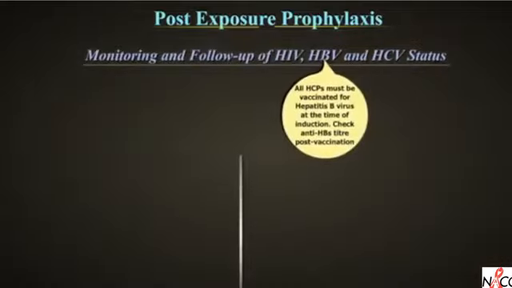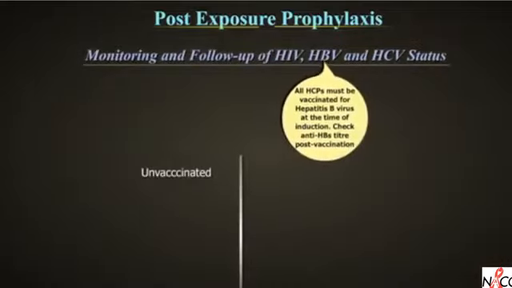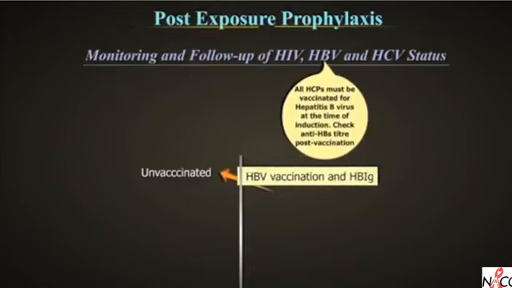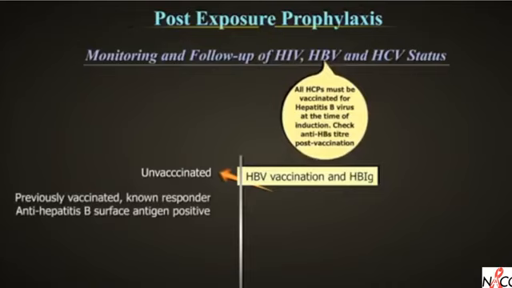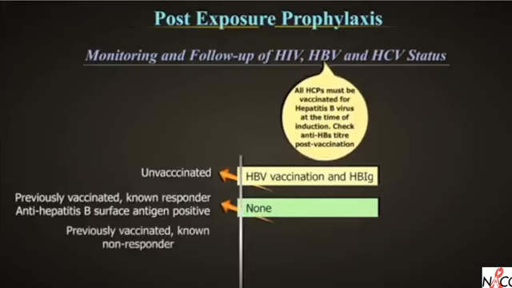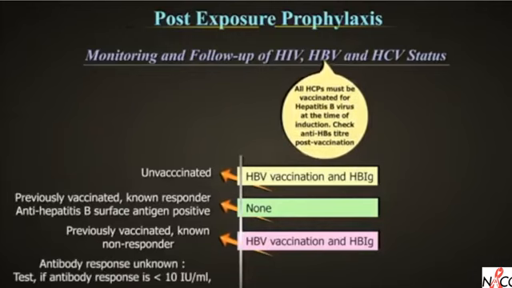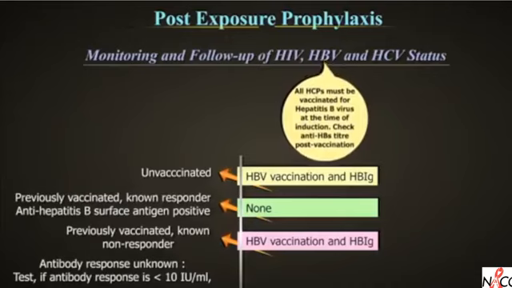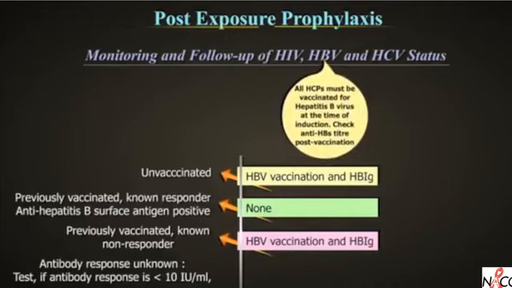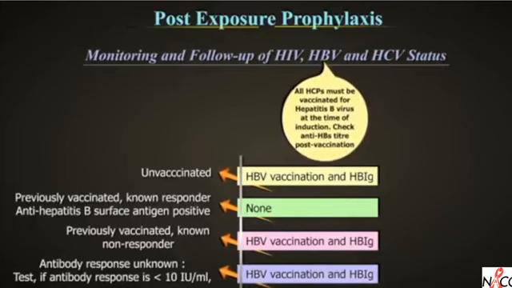HBV immune status. Unvaccinated: post-exposure prophylaxis, HBV vaccination, and HBIG. Previously vaccinated, known responder, anti-hepatitis B surface antigen positive: post-exposure prophylaxis, none. Previously vaccinated, known non-responder: HBV vaccination and HBIG. Antibody response unknown: test, and if antibody response is less than 10 international units per ml, post-exposure prophylaxis is HBV vaccination and HBIG.